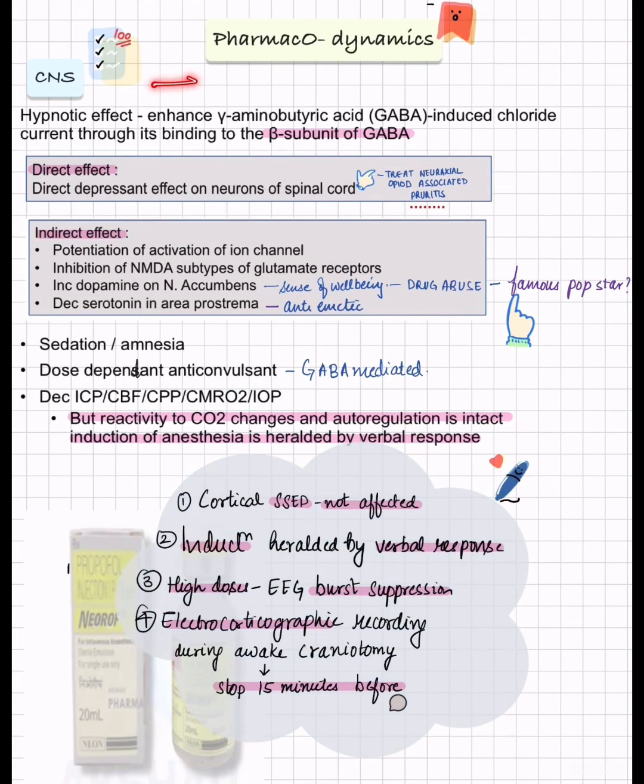Coming to its effect on the central nervous system, it has a hypnotic effect. How so? We already discussed that it acts on the beta subunit of GABA receptors. GABA is gamma aminobutyric acid and induces the chloride channel conductance. It has a direct effect and an indirect effect. Directly, it causes a depressant effect on neurons of the spinal cord. Indirectly, we already saw activation of chloride channels and inhibition of glutamate receptors.